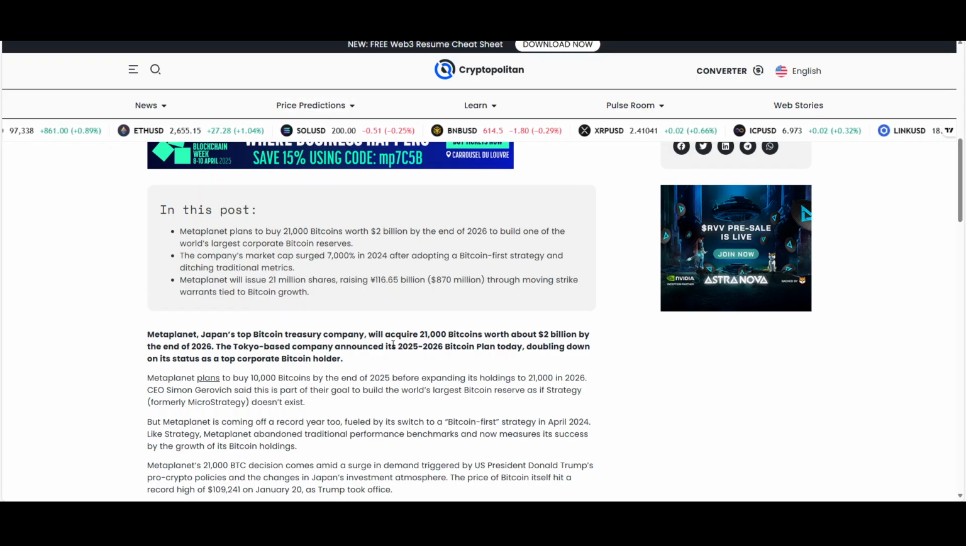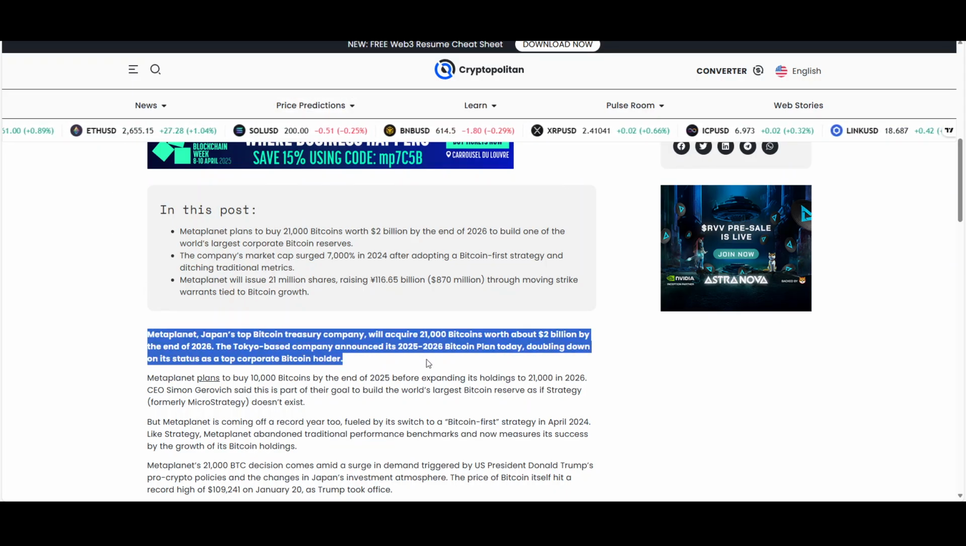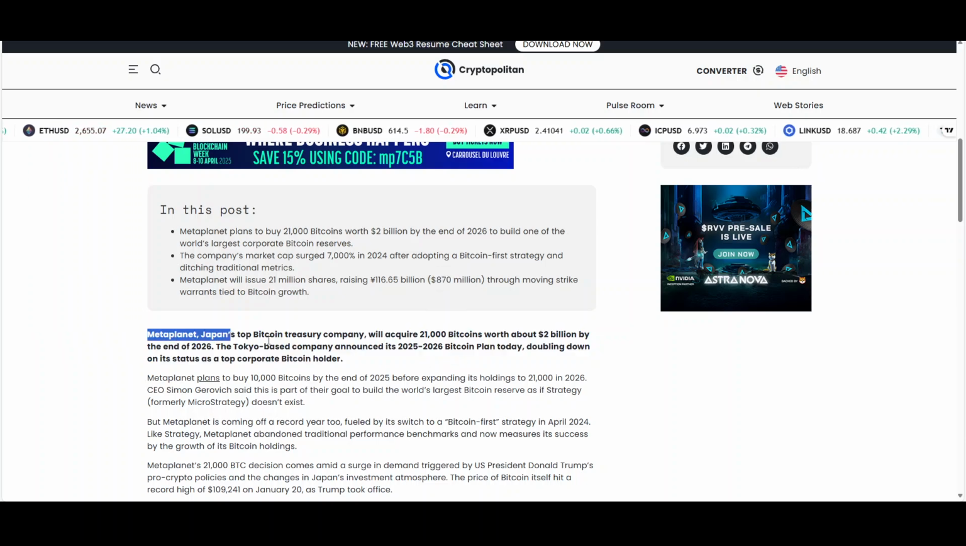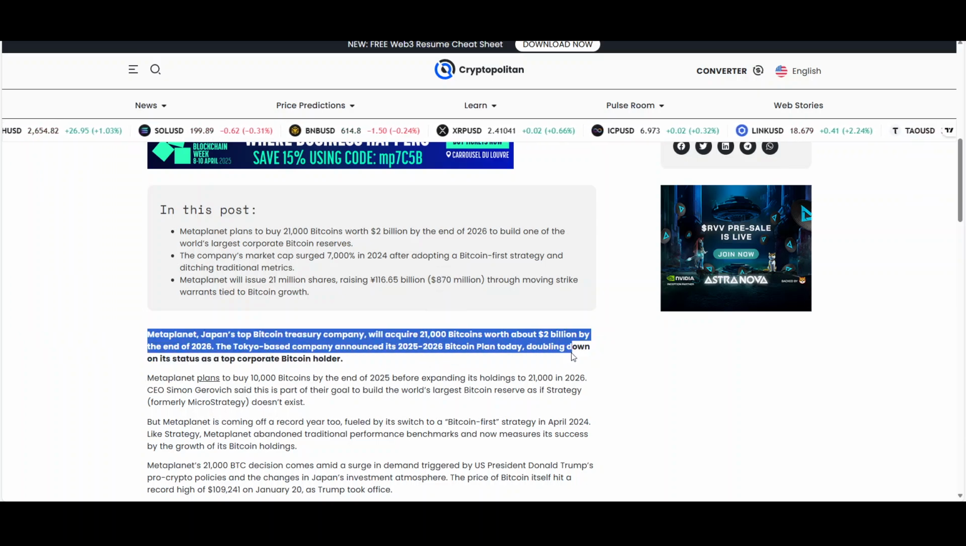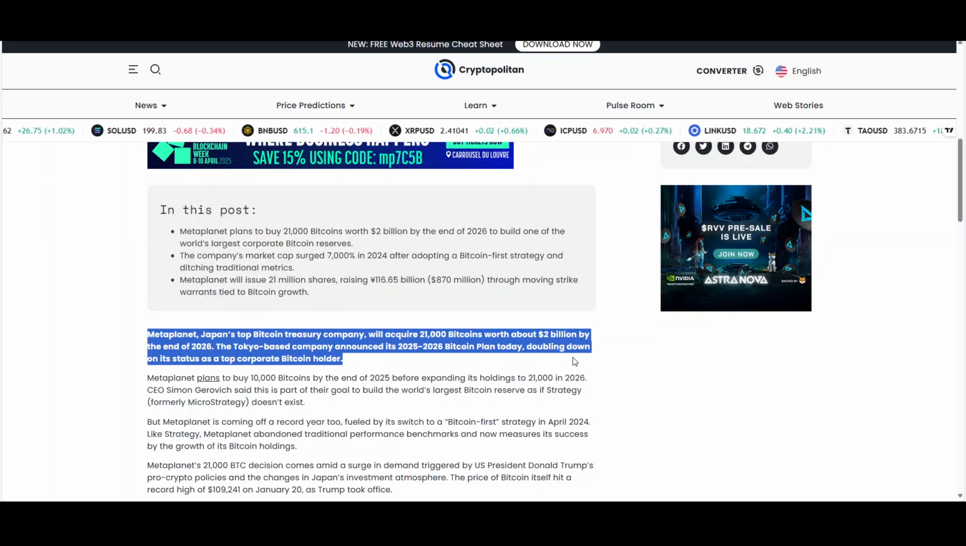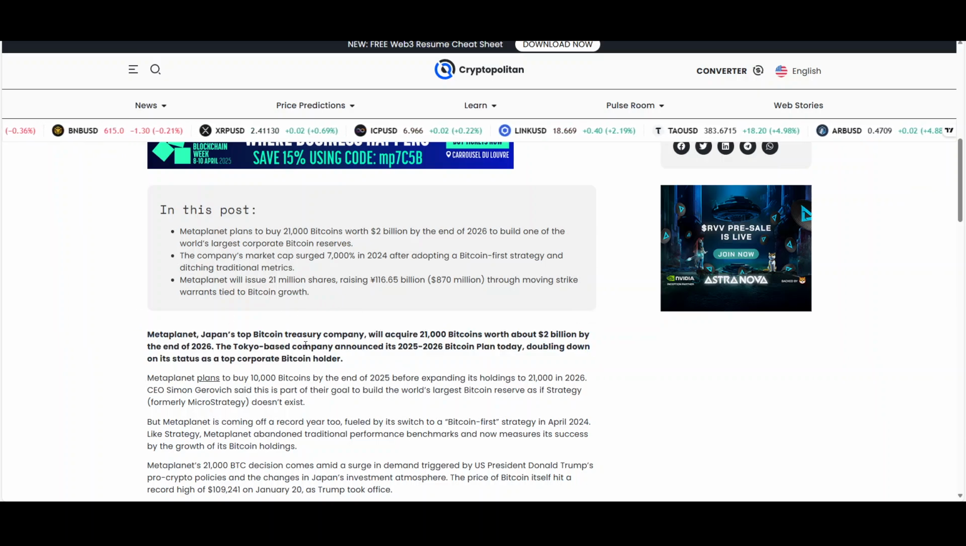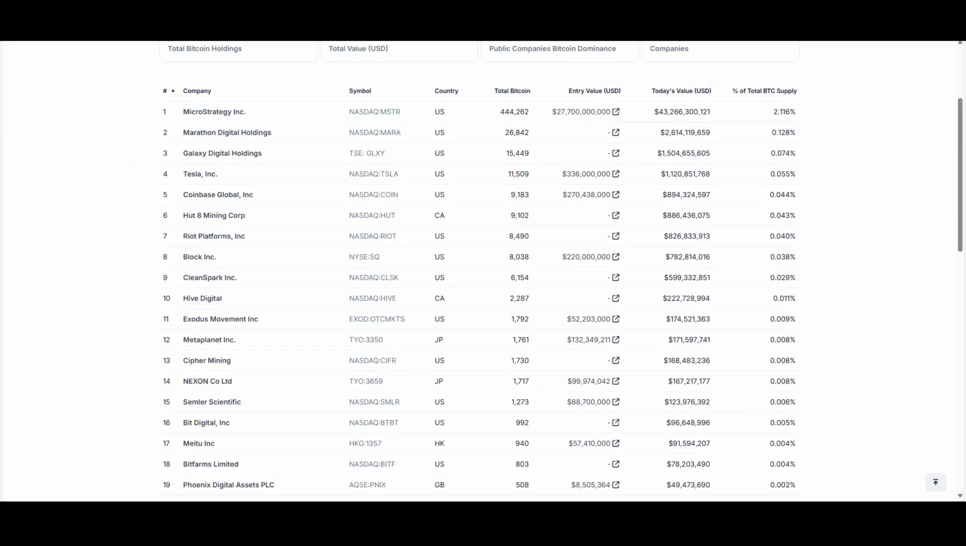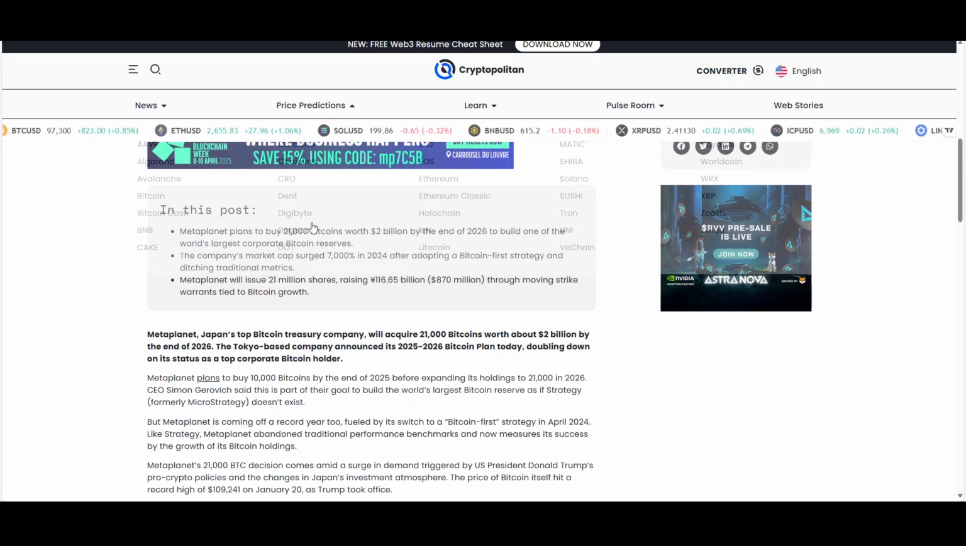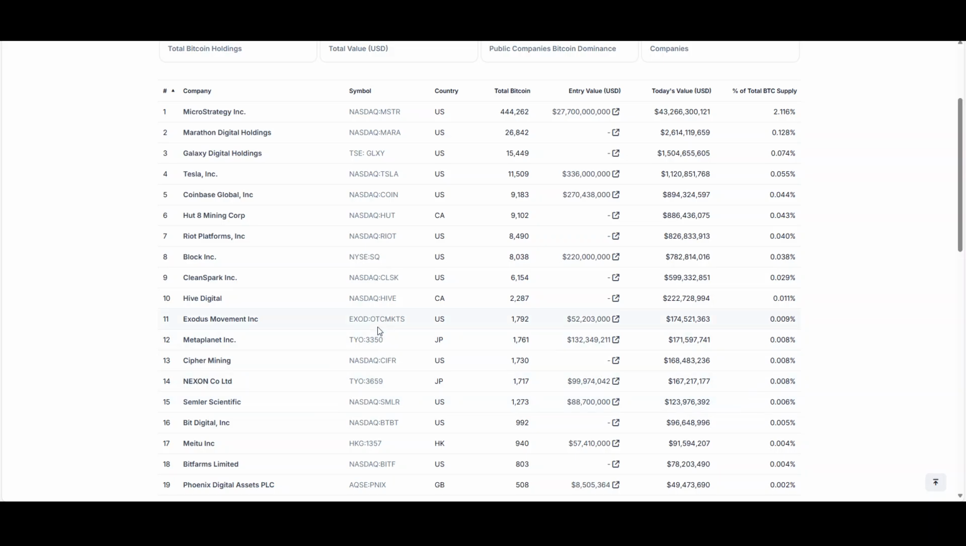MetaPlanet is also having a similar plan as MicroStrategy. Will acquire 21,000 Bitcoins worth about $2 billion by end of 2026. Tokyo-based company announces its 2025-2026 Bitcoin plan today, doubling down on its status as a top corporate Bitcoin holder. So they already are holding Bitcoin and buying Bitcoin. As you can see here, these are the top rankings for Bitcoin holding companies. MetaPlanet is number 12 at 1,761, and it looks like they're trying to buy another 21,000 Bitcoin. So we'll see what happens.